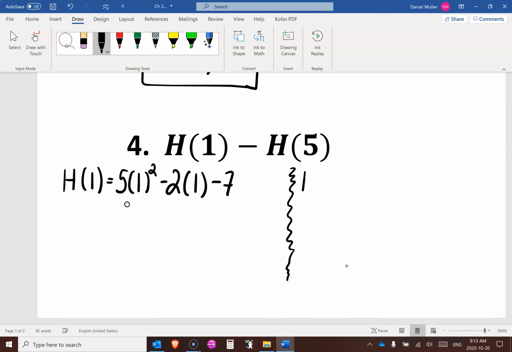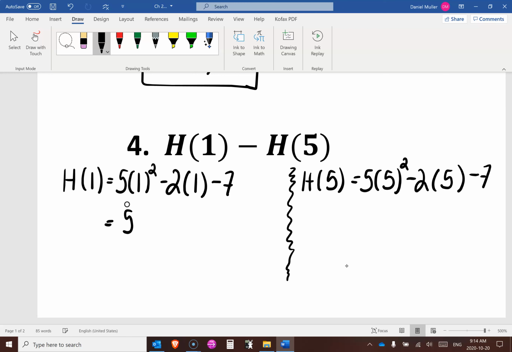And I'll do that for here as well. h of 5, so the input's going to be 5, so 5 times the input squared minus 2 times the input minus 7. Okay, so 1 squared is 1, and 5 times 1 is just 5, minus 2 times 1 is 2, minus 7. So 5 minus 2 is 3, and 3 minus 7 is a negative 4. So that is what h of 1 is.